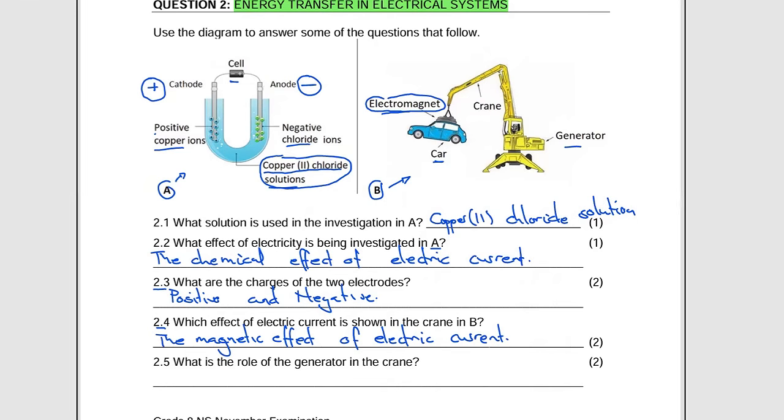Then moving on to 2.5, it says, what is the role of the generator in the crane? So we're given a generator there, and they're asking about the function of this generator. What's the function of this generator? It is to produce electric current. Remember, whenever there is no power, you can make use of a generator to give you power, right? So it generates electricity. So it's there to produce the electric current.